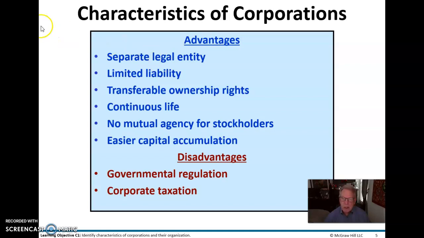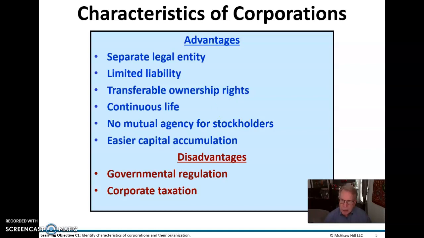It is continuous life. I worked, as some of you know, for Chrysler Corporation. Walter Chrysler died a long time ago, but Chrysler's still around. It has a continuous life. There's no mutual agency for stockholders, and the big advantage for a corporation is that it can sell its stock to the public, raise capital, and grow the corporation into a big corporation.